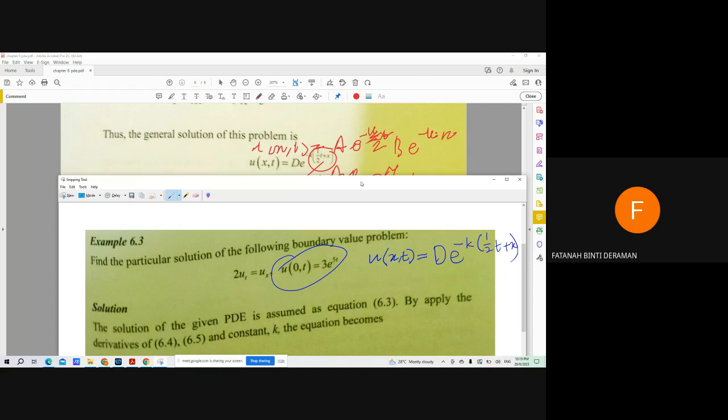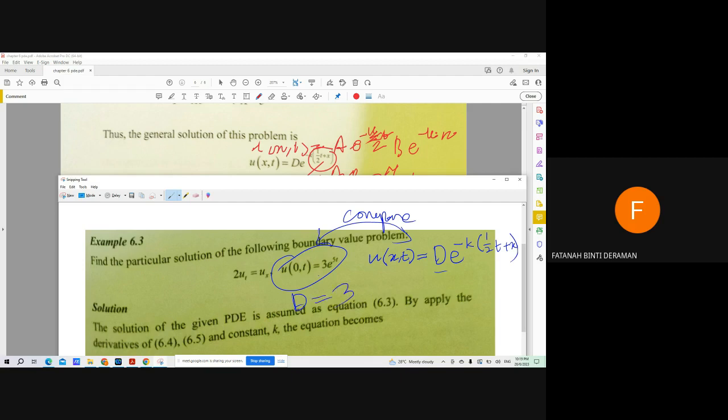So you just compare. We will get, obviously, D equals 3.